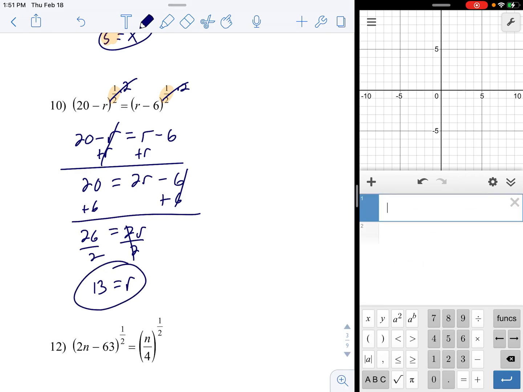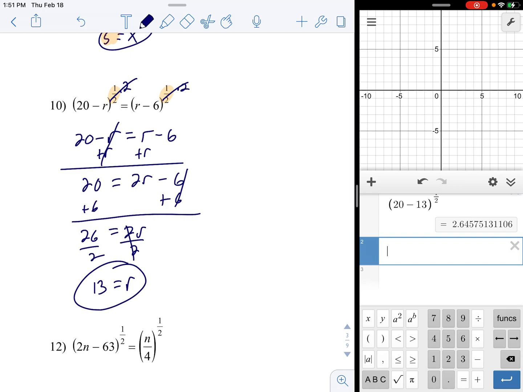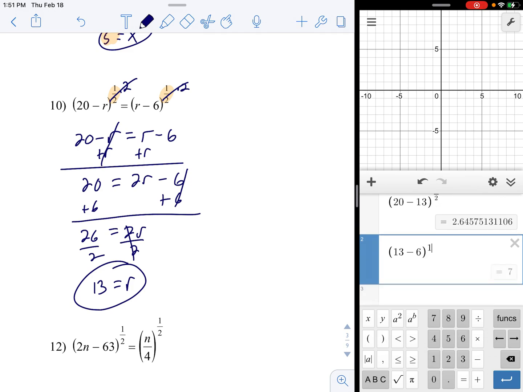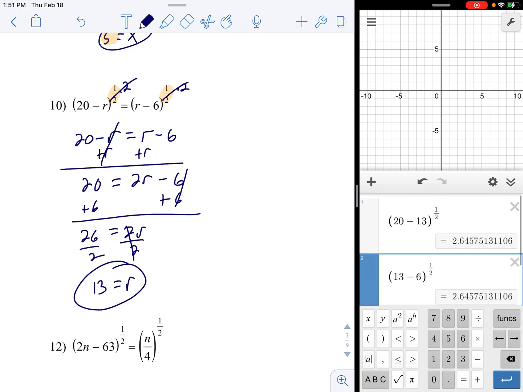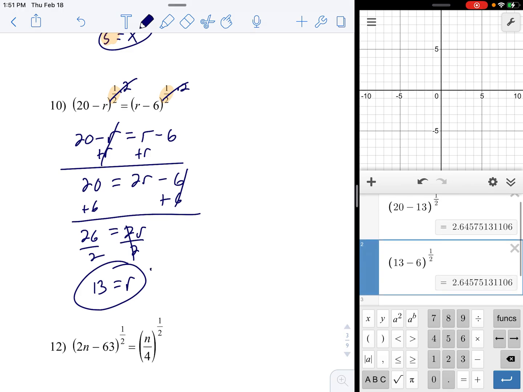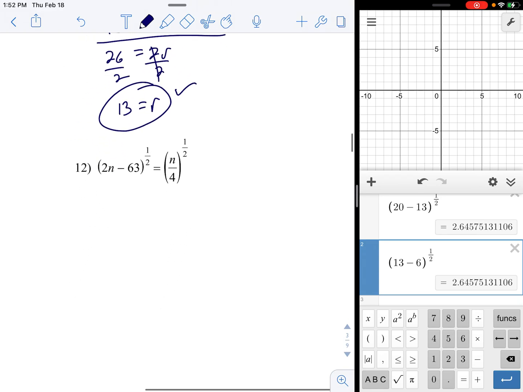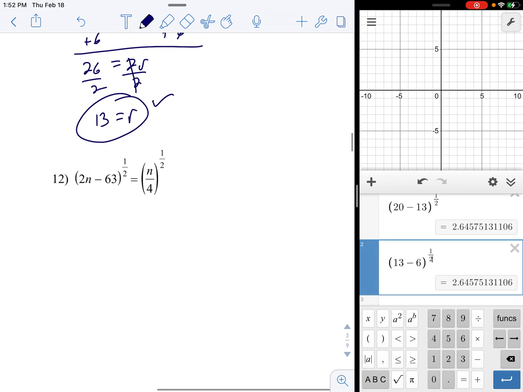Thinking that's right, but I'm going to check it on the calculator anyway. So I have parenthesis 20 minus 13 parenthesis raised to the 1/2 power. That's kind of messy. Let's do the other side. 13 minus 6 raised to the 1/2 power. And it doesn't matter that it's a decimal or that it's an irrational number. They equal each other, which means it is correct. So, yay, go us.